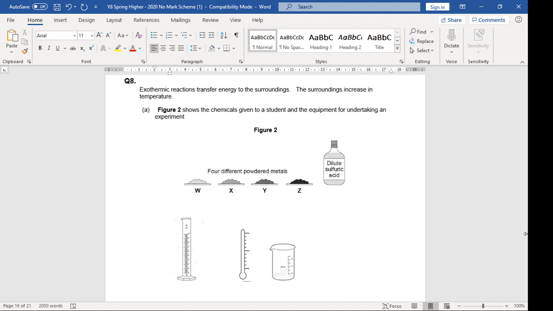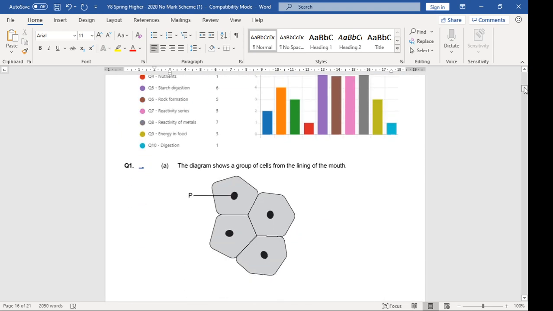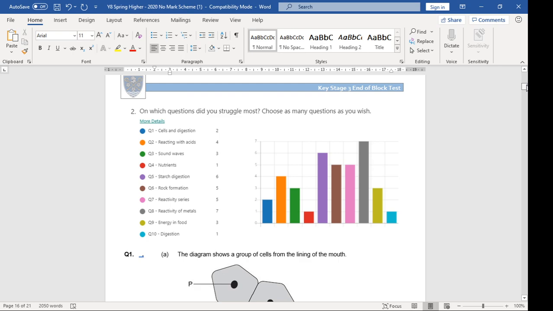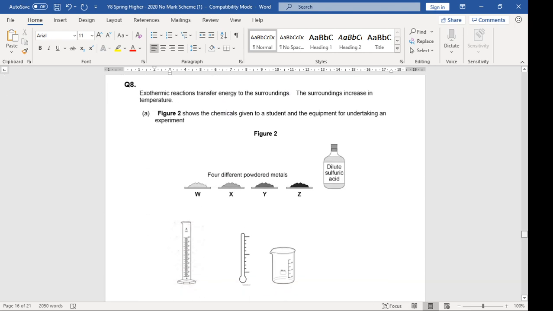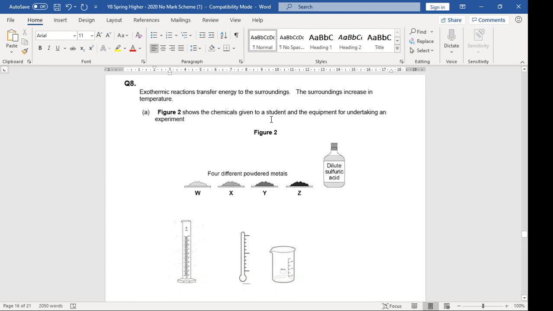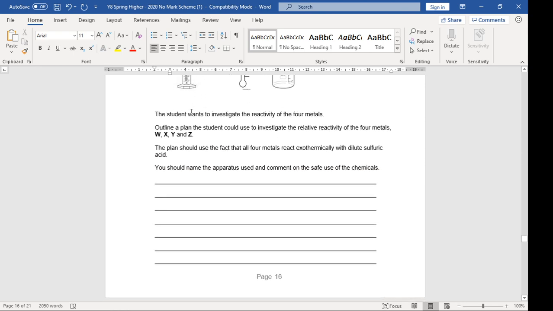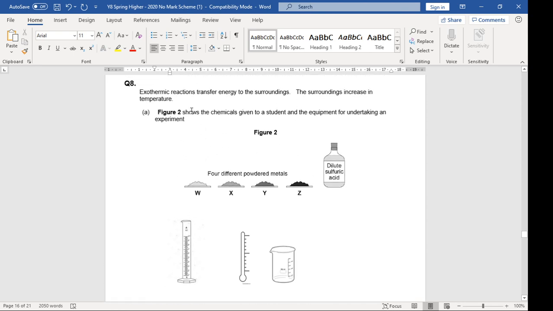Right, and I understand why so many people have put question 8. Was question 8 the most common one? Yes. Question 8 is a hard question. It's actually a GCSE question that we put in the Year 8 exam. We've probably done a maybe similar experiment. You'll have probably done it in Year 7. That's the only problem, and you won't have done the exact experiment. So this requires quite a lot of thinking, quite a lot of working out. But if you've got good science skills, you should be able to get some marks.